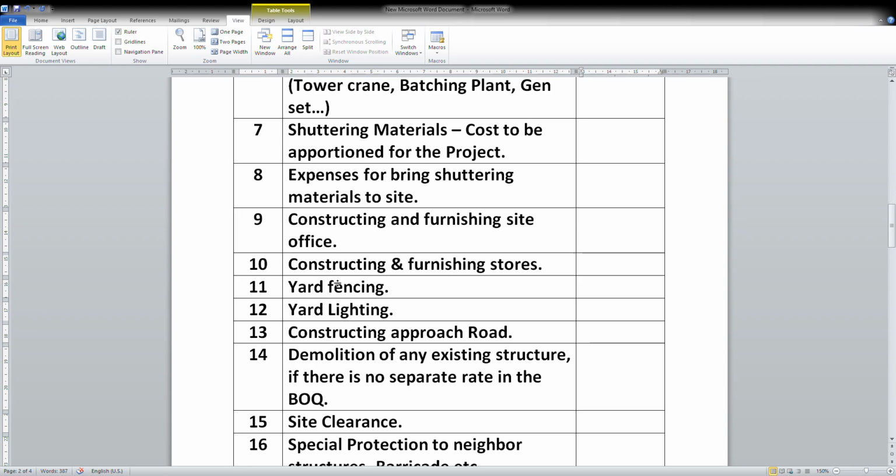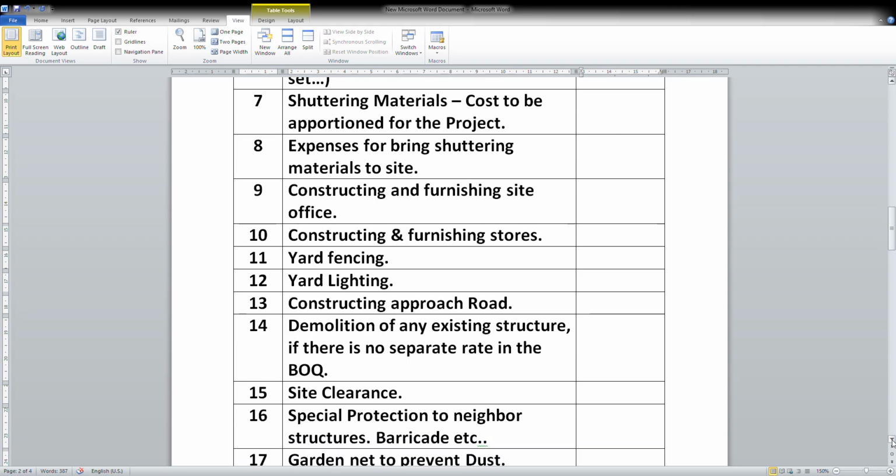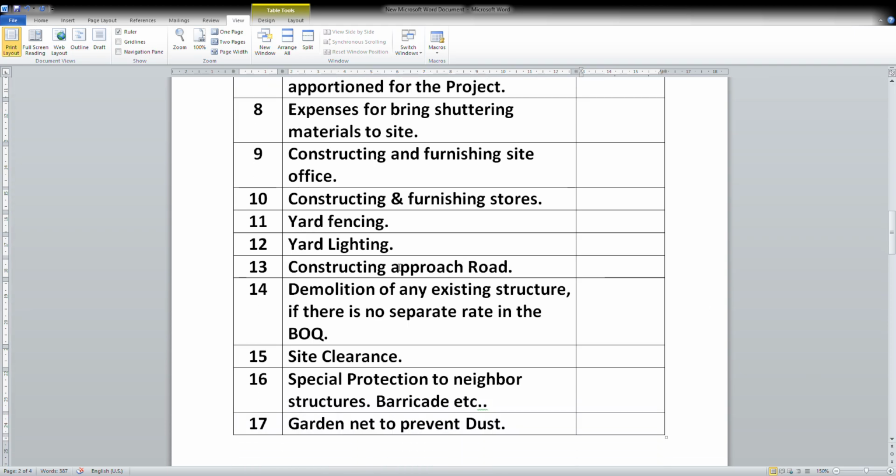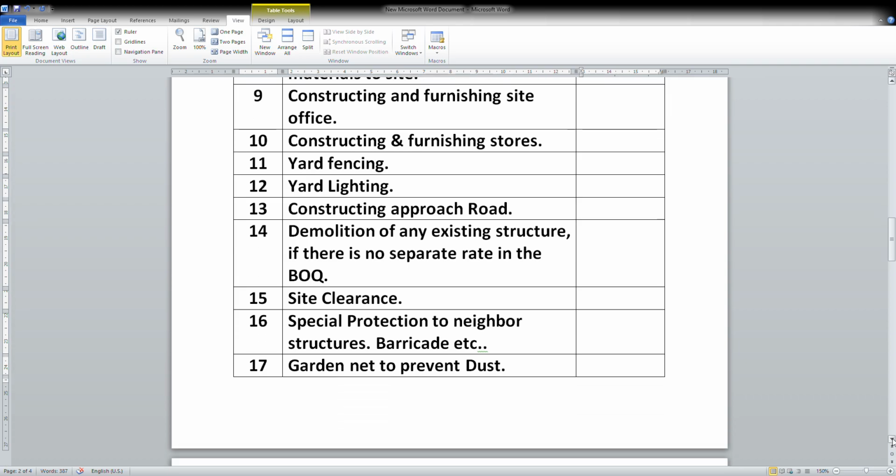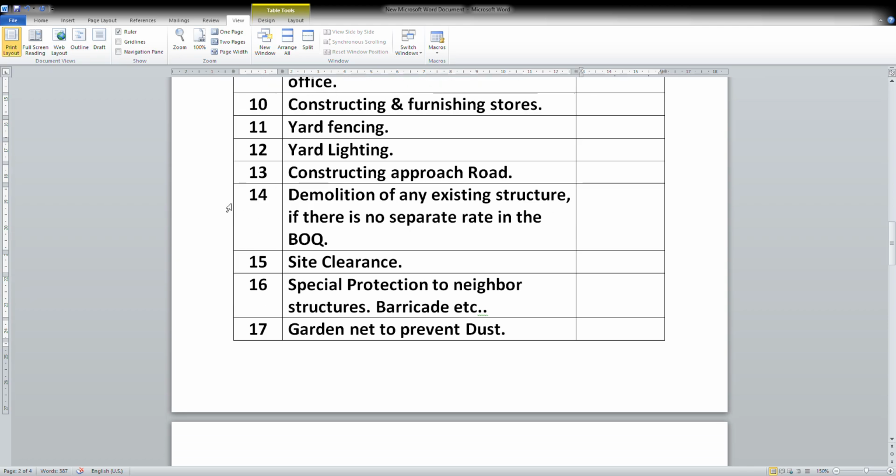Yard fencing, yard lighting. If you have a yard for storing materials, it is required to be protected by fencing and all, then you can work out the cost. Lighting, you can work out the cost. If there is any requirement for constructing an approach road, that cost can be worked out and taken here. If demolition of any existing structure is needed and no separate BOQ item is given, then that can be worked out separately. Site clearance, if there is some jungle or the site has to be cleaned for marking and survey, then site clearance expenses can be worked out.